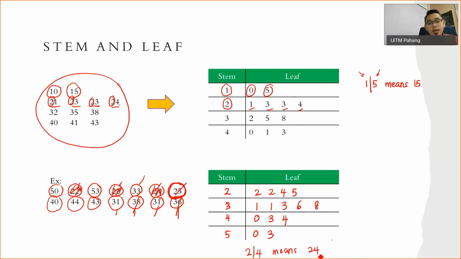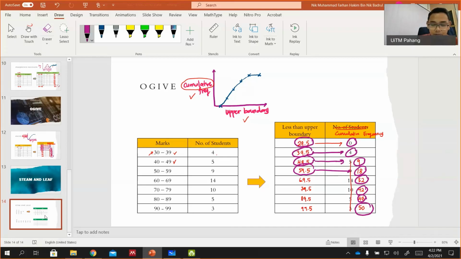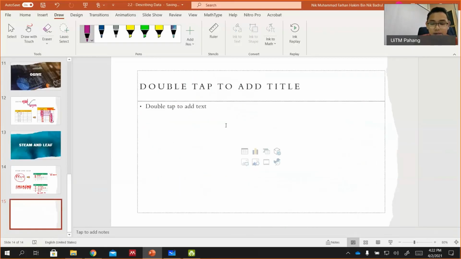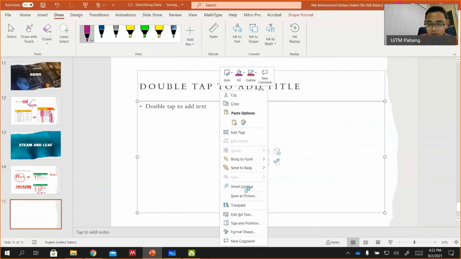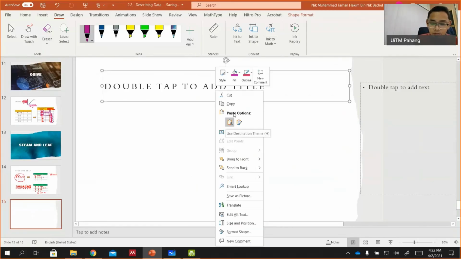What if your data is in the form of what we call decimals? Like for example, right? So how do I write? New slide. Okay, so let's suppose I have this. I want to delete this one first. Let me delete this. Oh, I can't delete it. Right, let me just move it there. Okay. Cut. All right.